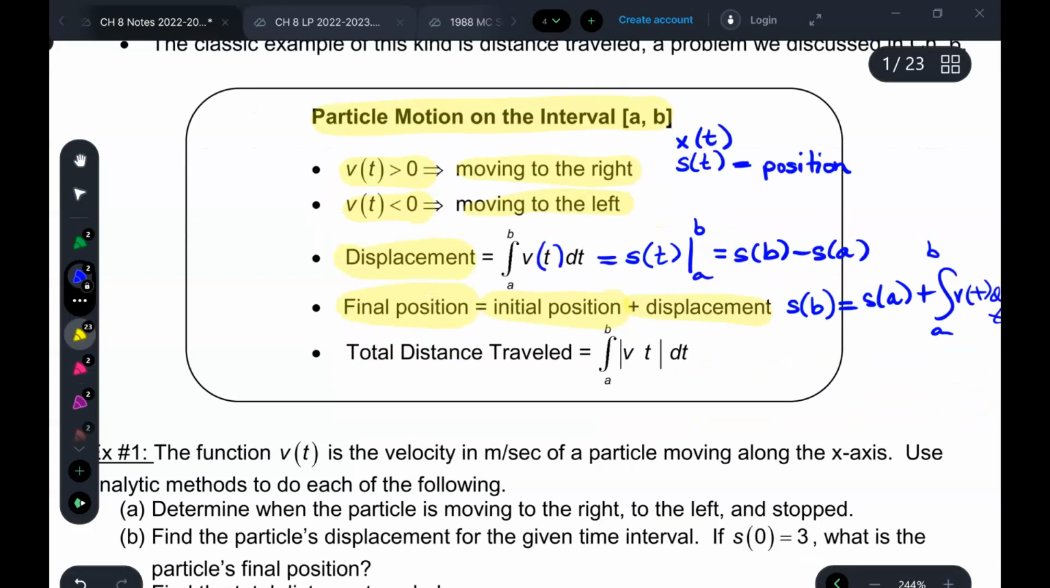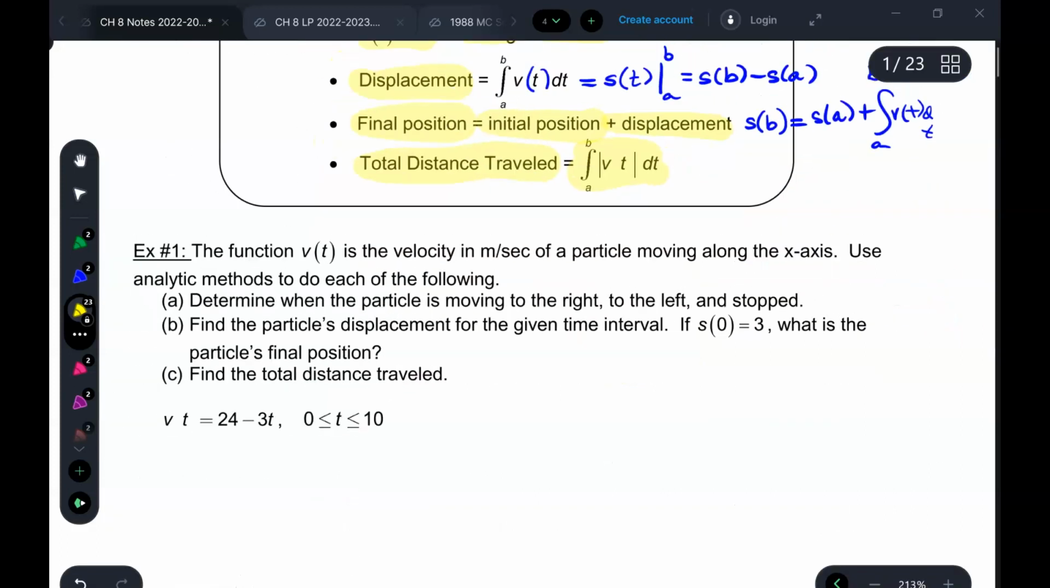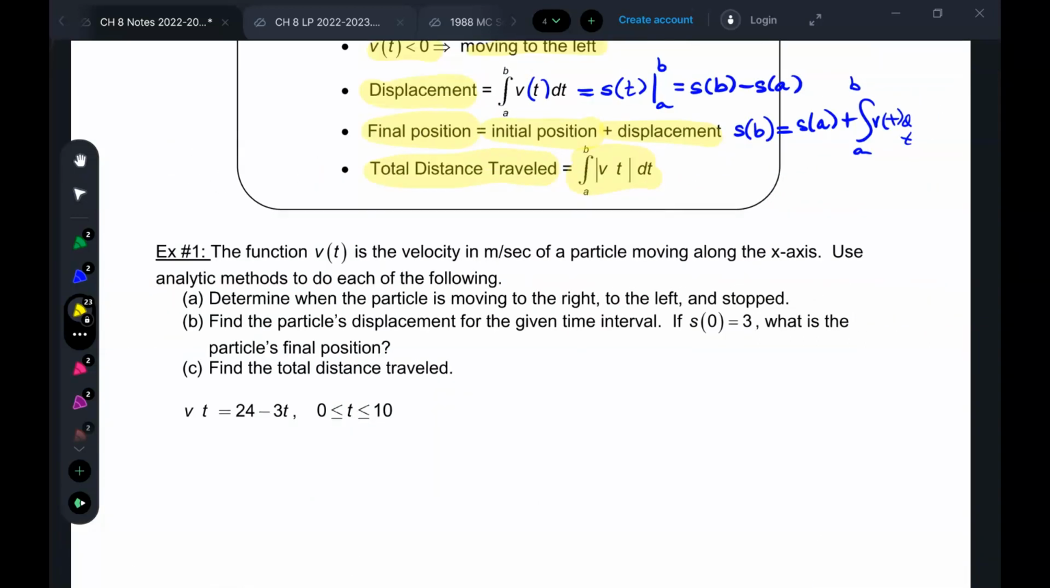And then total distance traveled. How do we find total distance traveled? Well, we want to take the absolute value of v of t, and we're going to integrate that, and that will give us total distance. What that does is anytime it goes below the x-axis, we want to count that as a positive. Okay, good.